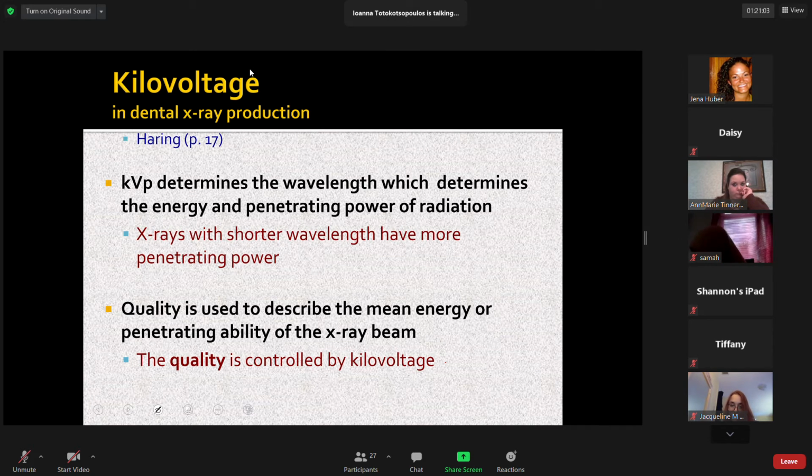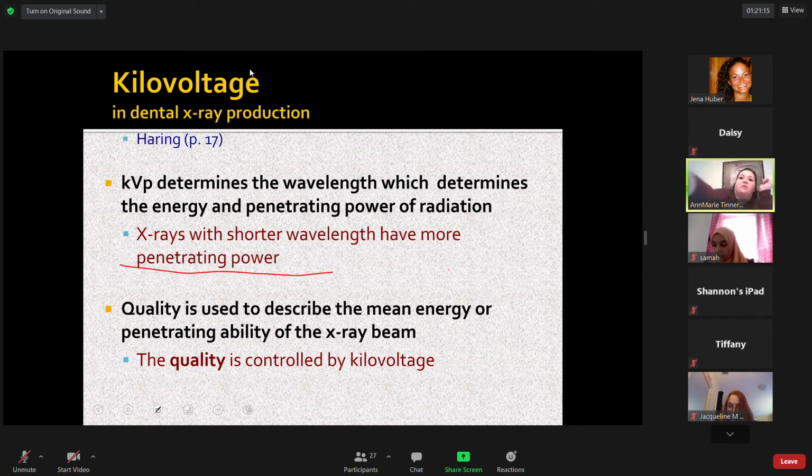Do we need to have more penetrating power? Yes. Your goal is to have shorter wavelengths with more penetrating power, which is on here in this section. You don't want long wavelengths. So the goal is to have short wavelengths with higher penetrating power.